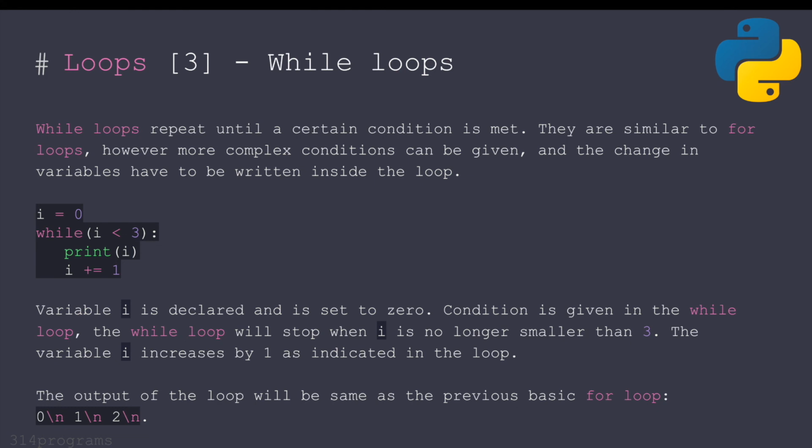Looking at the example of the while loop, variable I is declared and is set to 0. The condition given in the while loop will stop when I is no longer smaller than 3. The variable I increases by 1 as indicated in the loop. The output of the loop will be the same as the previous basic for loop. 0 new line, 1 new line, 2 new line.